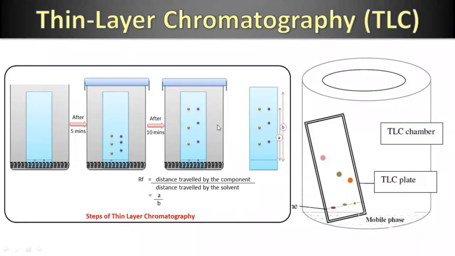After separation is completed, we have to remove and dry the TLC plate and determine the distance traveled by the solvent or mobile phase and the distance traveled by each and every spot on the TLC layer. Then we can calculate the RF value, which is the distance traveled by the component divided by the distance traveled by the solvent. It is the ratio of distance traveled by the sample and distance traveled by the solvent. In this way, we do thin layer chromatography.